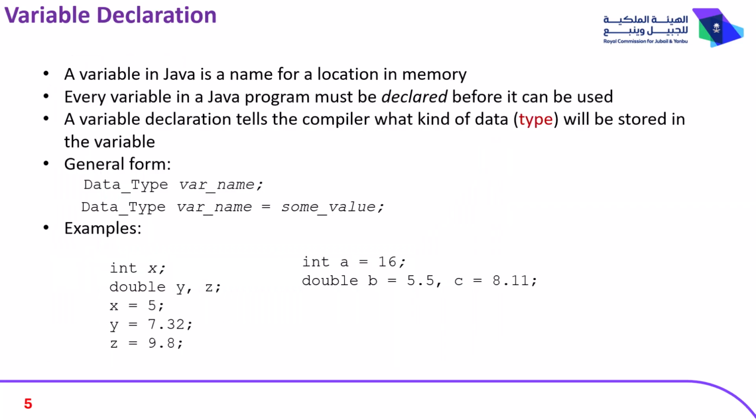Variable declaration. Think of a variable as a name for a specific location in memory. In Java, every variable must be declared before you can use it. This declaration tells the compiler exactly what kind of data will be stored there. The general form is to state the data type followed by the variable name. For example, int a = 16, or double b = 5.5. You can also declare variables first and assign values later, like x = 5.